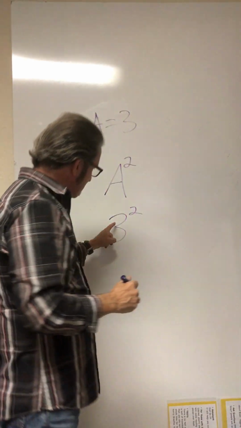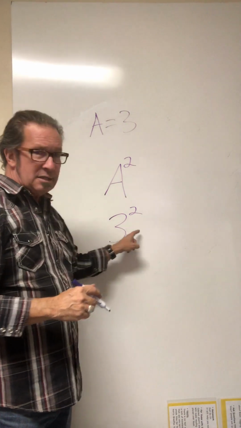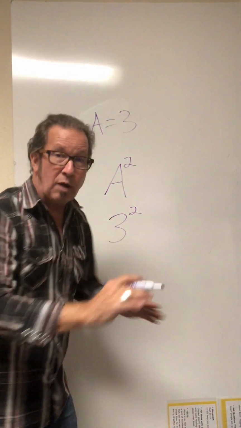So we have to remember, if we're going to say 3 to the second power, it means what? 3 times 3, and how many times do we do it? 3 to the second power, 2 times. So how many times are we going to multiply it times itself? 3 times 3. I'm going to write it out.